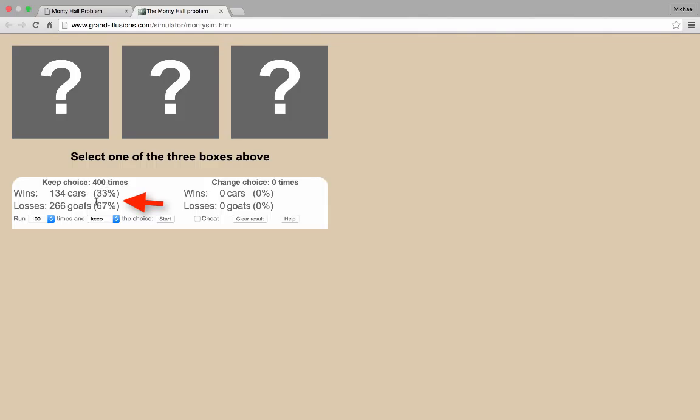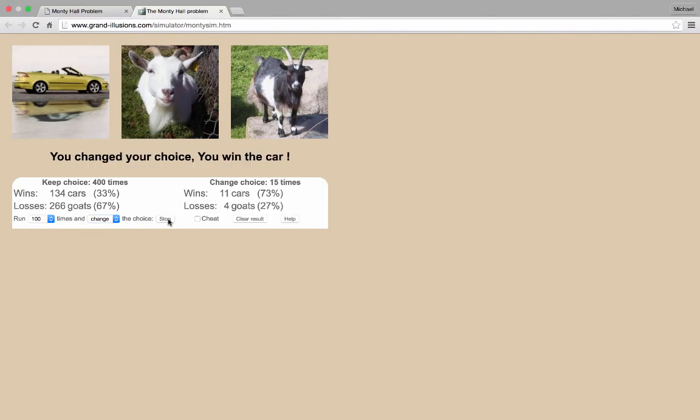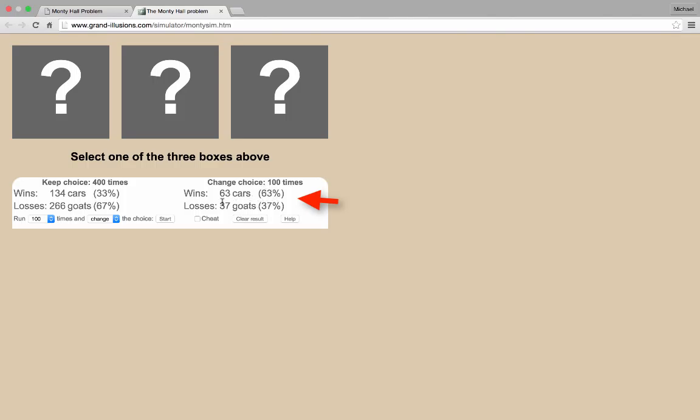After 400 runs of the experiment, keeping the original choice, staying with the original door, it's almost exactly 1/3 of the time giving me a car and 2/3 of the time giving me a goat. What if we run the experiment many times, changing the choice of door? In other words, switching doors. Let's run it 100 times. We see the results here. Now the wins, the cars, are outnumbering the goats by almost 2 to 1.